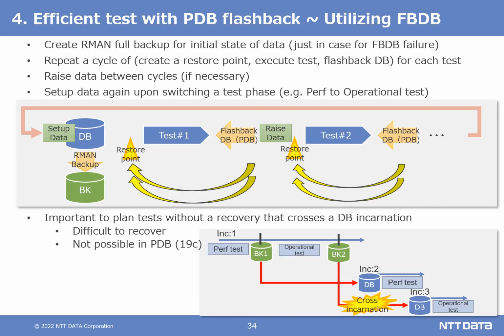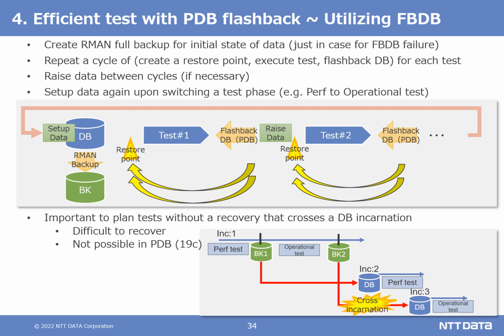Here is an image of how flashbacks are used during actual testing. First, create a RMAN backup of the initial state of database. Next, create a restore point, run test number 1, and flashback DB, and repeat the cycle. You can raise data as needed, then repeat the cycle for test number 2, and so on.